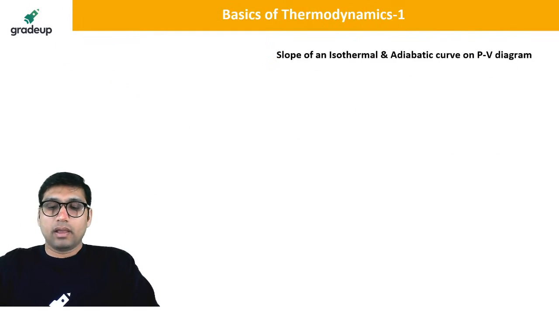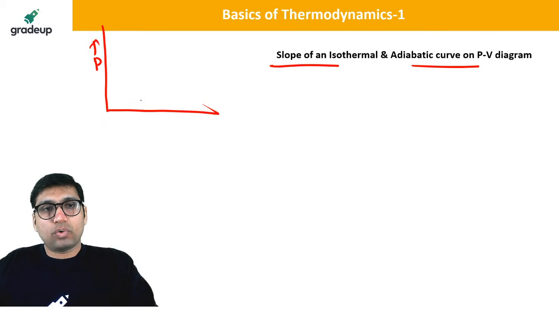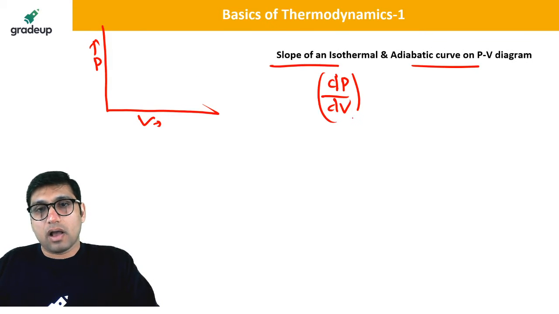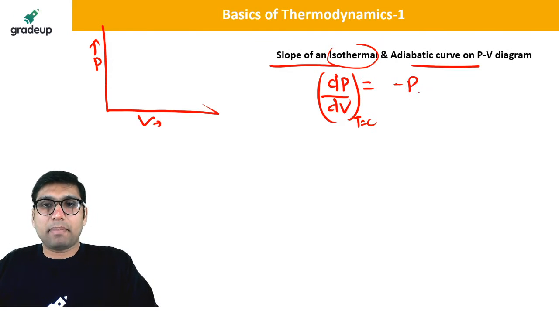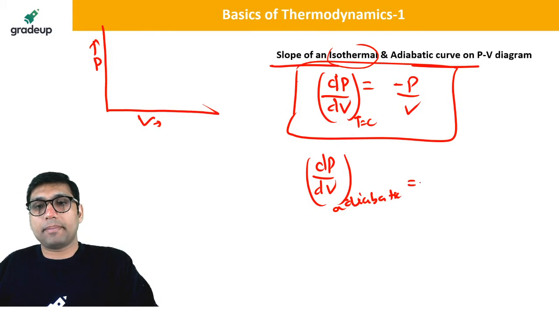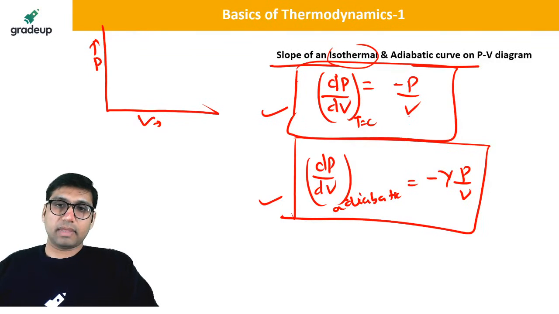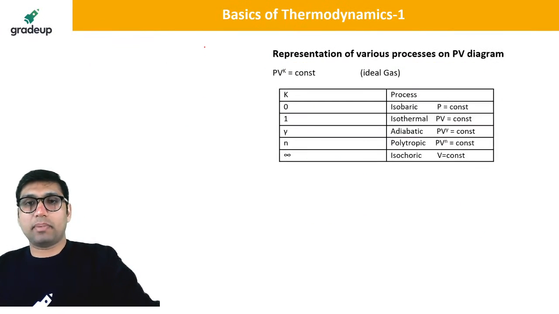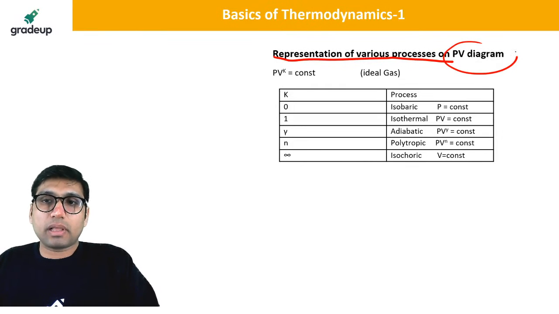Clear everyone? Next, the slope of isothermal and adiabatic curves on the PV diagram. The slope dP/dV for an isothermal process, a constant temperature process, is equal to minus P by V, and the slope of an adiabatic process on a pressure volume diagram is equal to minus gamma times P by V. So you have to remember this, it is very important. That is, the slope of the adiabatic curve is gamma times the slope of the constant temperature curve on a pressure volume diagram.